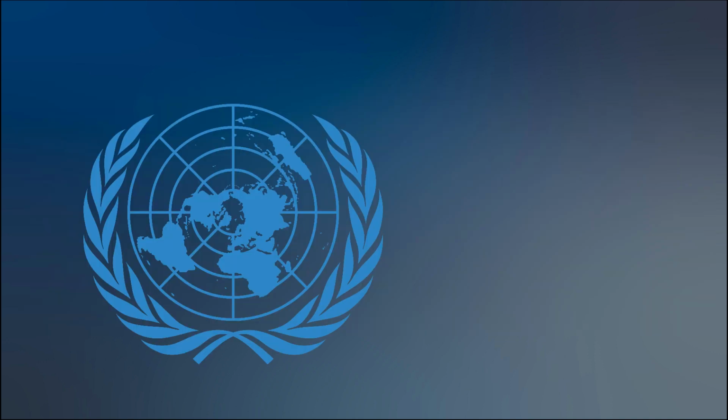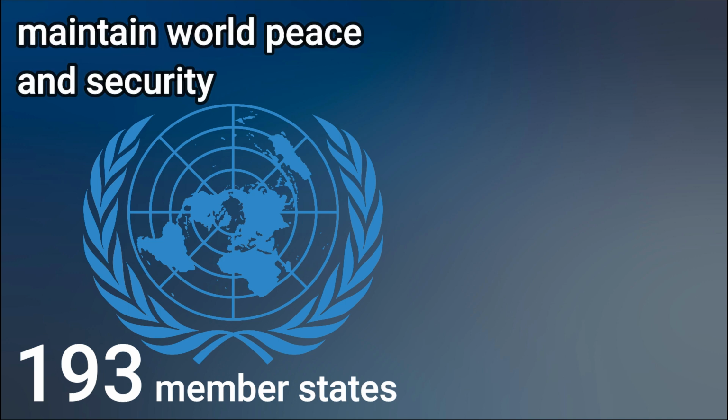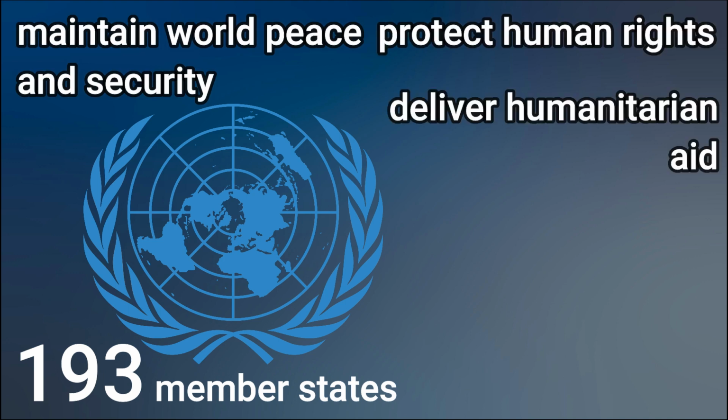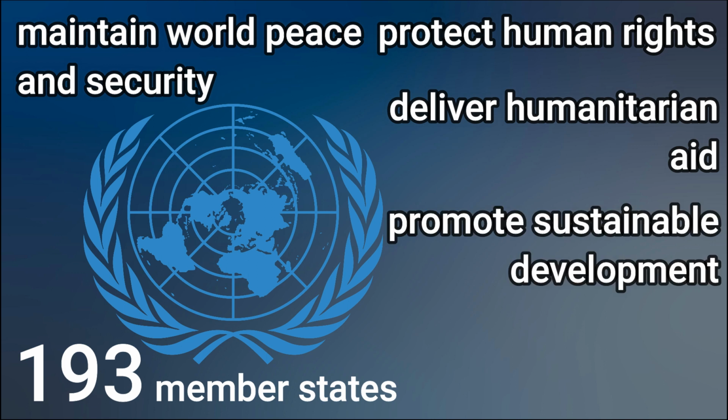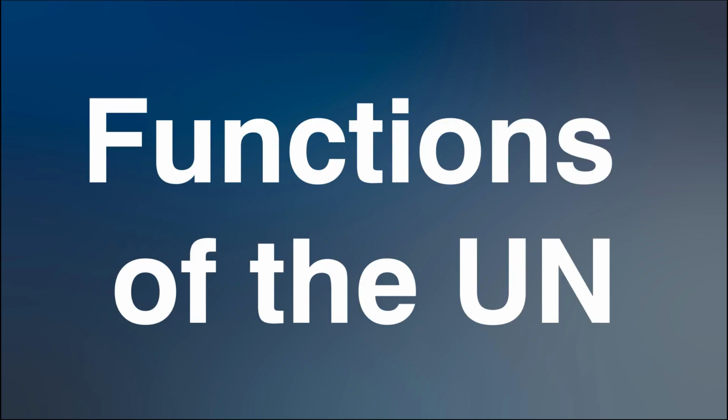Today, the United Nations is made up of 193 member states with the aim to maintain world peace and security, protect human rights, deliver humanitarian aid, promote sustainable development, and uphold international law. And that takes us to the second part of our video, the functions of the UN.